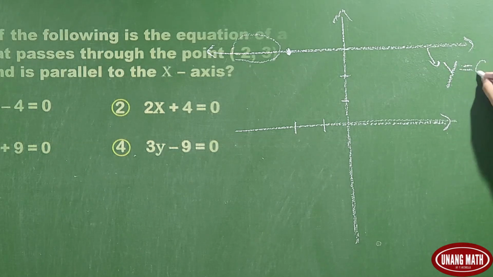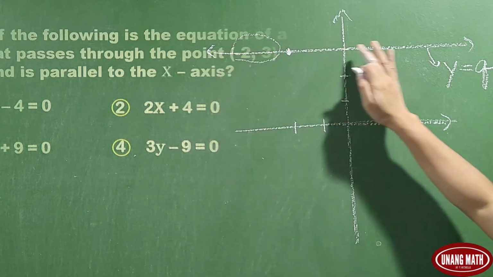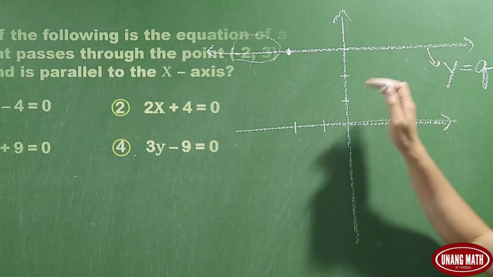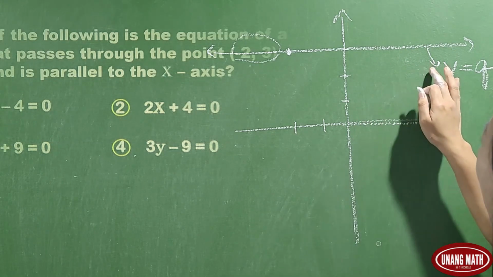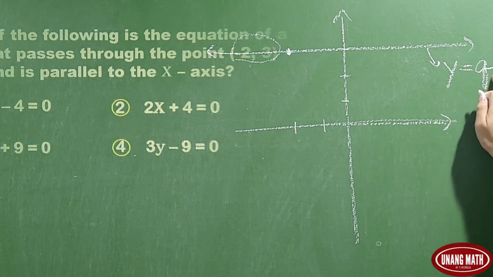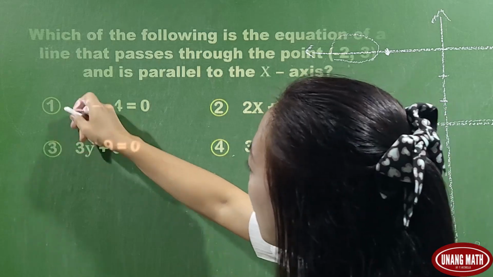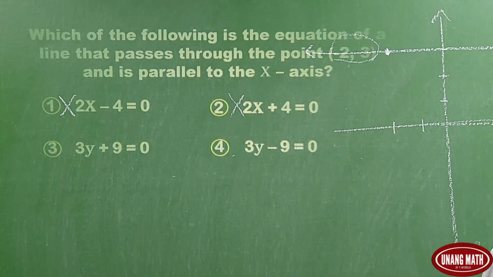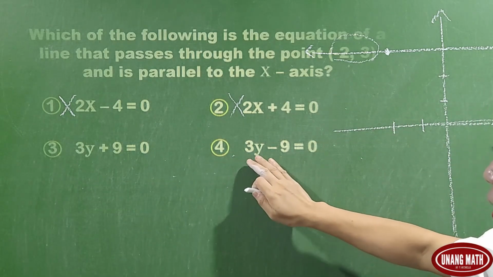If our graph is this one, then the equation here is y is equal to q, or we have just the same value of the y coordinates. So if the equation is y is equal to q, we're looking for y is equal to q, then we can now remove equation 1 and equation 2. So we will just choose from equation 3 or equation 4.